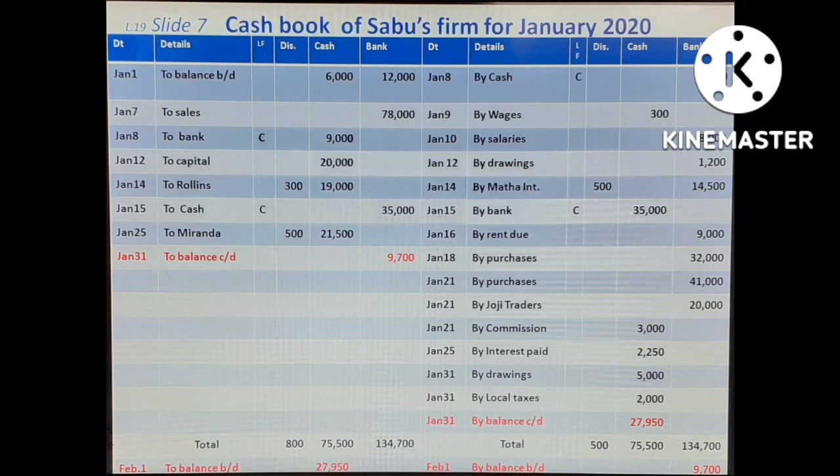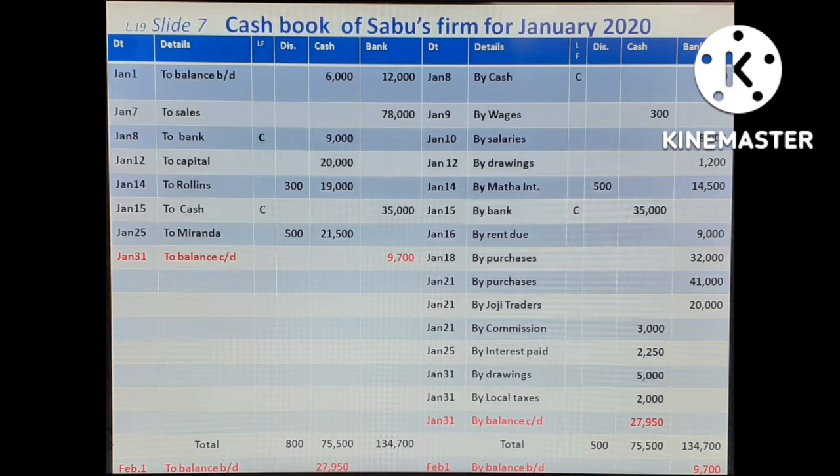Now look at the credit side. Wages, salaries. Both are operating activity. Drawings, cash taken back by the owner, financing activity. Mada Interiors, it is paid for furniture purchased, so it relates to investing activity. Cash outflow for investing activity.